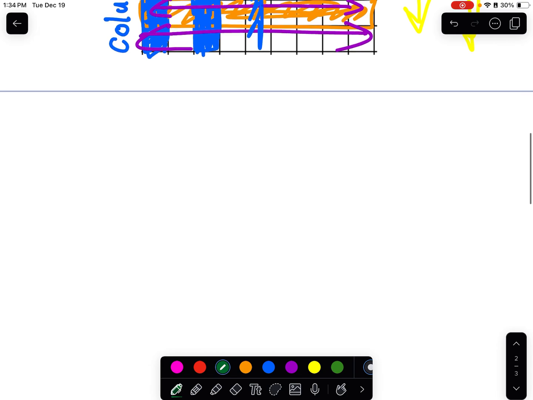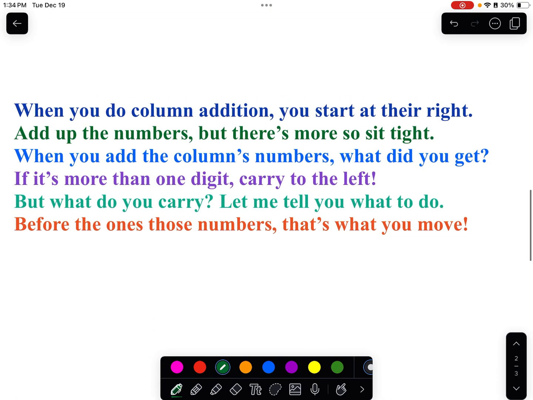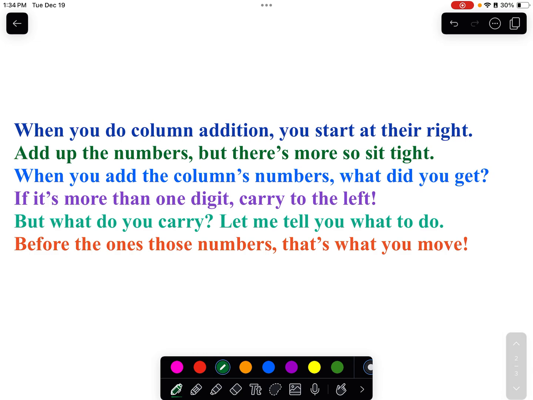Now I guess I'll share my little rhyme with you about column addition. I often find that rhymes can help us remember the order in which to do things. Maybe you already know the order really well, and you do not need to learn a song or a rhyme to remember, but for a lot of people, learning a rhyme or song really helps. So let me start by sharing what this rhyme is.